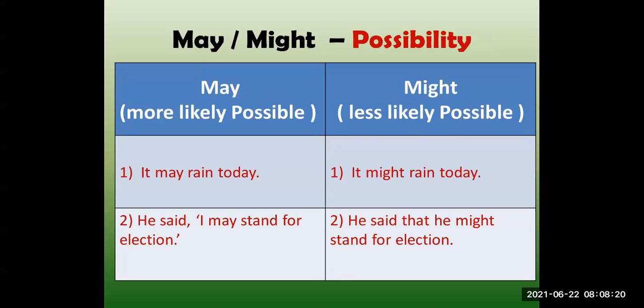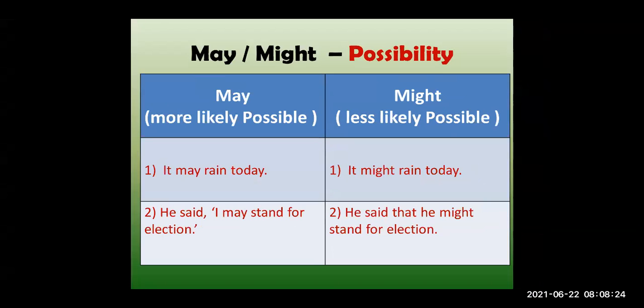The next modal auxiliary is may or might. May and might function as possibility. It expresses the meaning of possibility. May is more likely possible and might is less likely possible. How it is, we will see through examples.